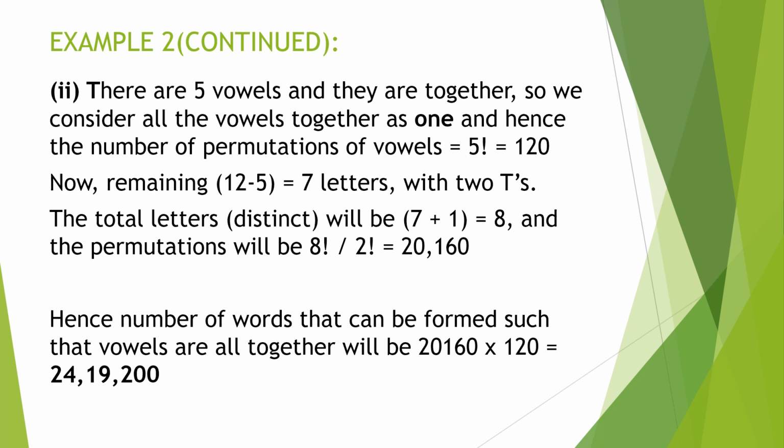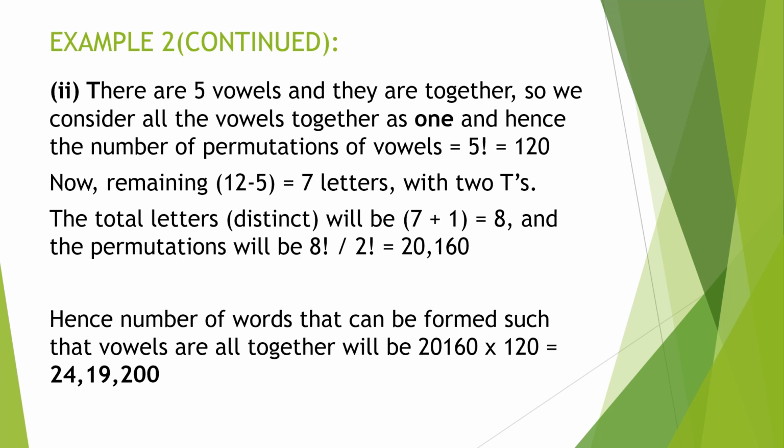Now the remaining letters are 12 minus 5, which is 7. In those 7 letters, there are 2 T's. So now how many total distinct groups do you have? They are 7 letters plus 1 group which is of our vowels. So total 8 are there. So n is 8 factorial upon 2 factorial, since there are 2 T's, similar type of elements. So now that will be 8 factorial upon 2 factorial, which is 20160.